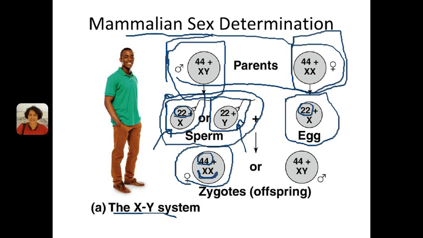Over here is a human male, and he got 22 autosomes plus the Y chromosome from his father, and 22 autosomes plus the X chromosome from his mother. So that makes him 44 autosomes plus the XY pair, and that is a human male.